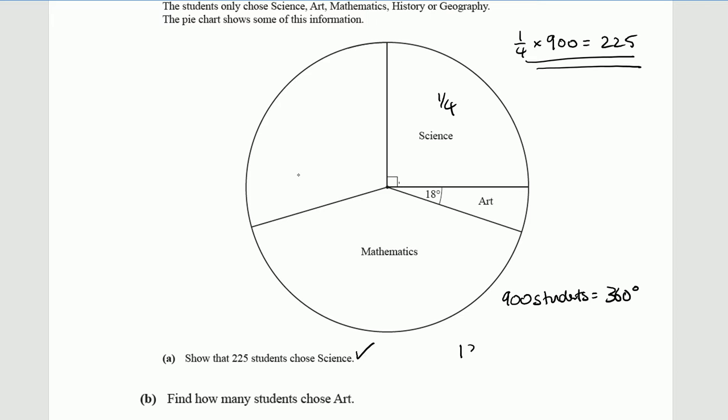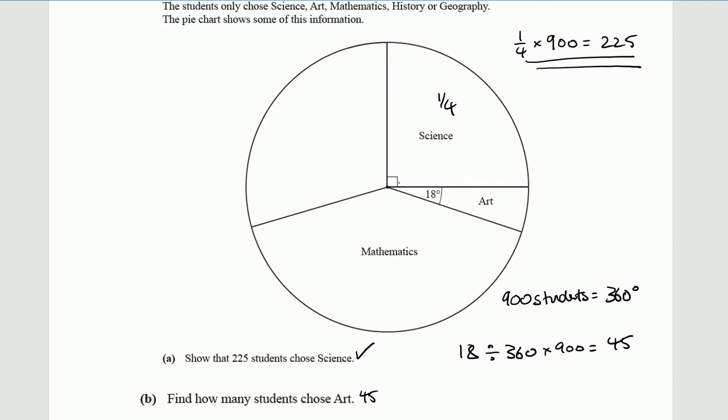So I'm going to start with my degrees and divide by 360 to move away from degrees land, and times by 900 to move into student land. So 18 divided by 360 times 900 gets me 45. So we're going to say that 45 students chose art.